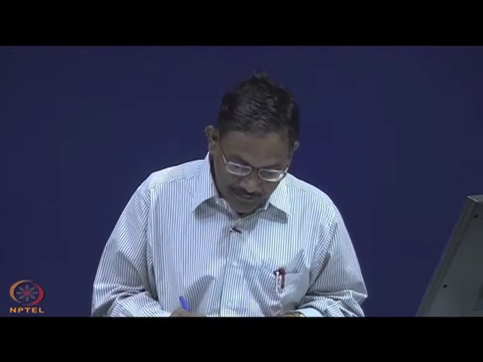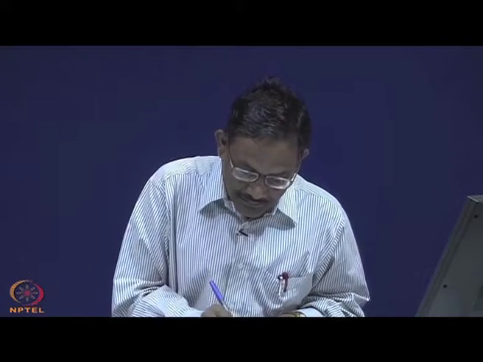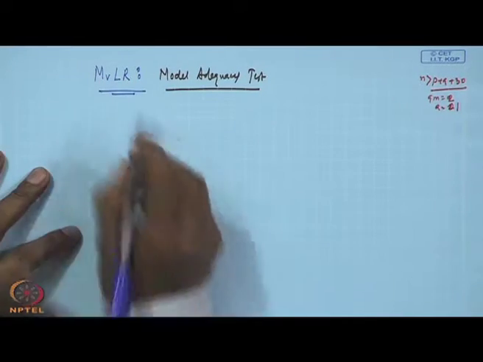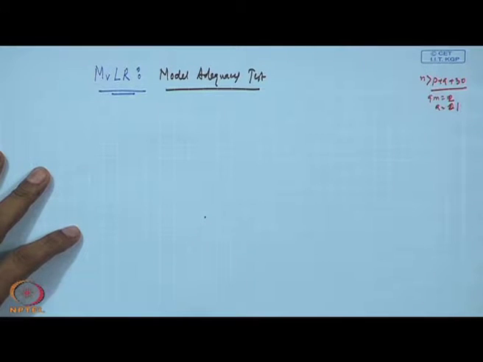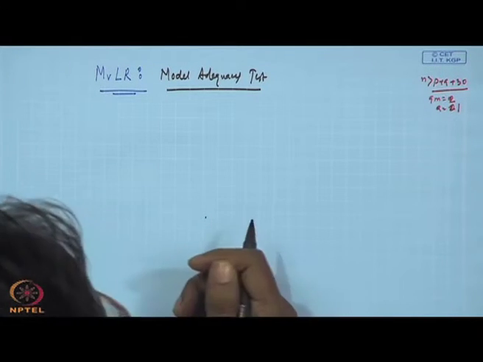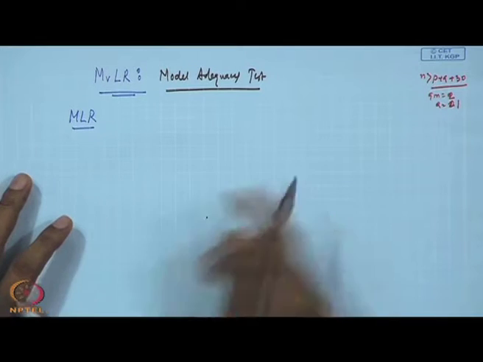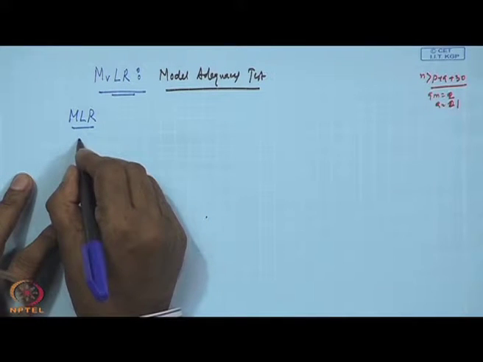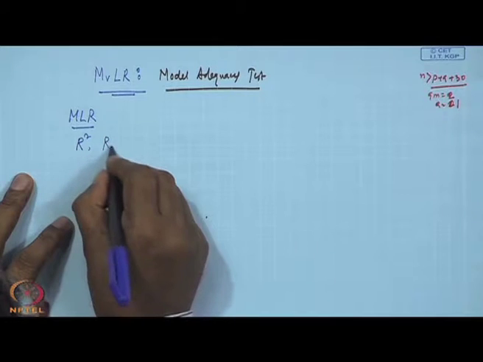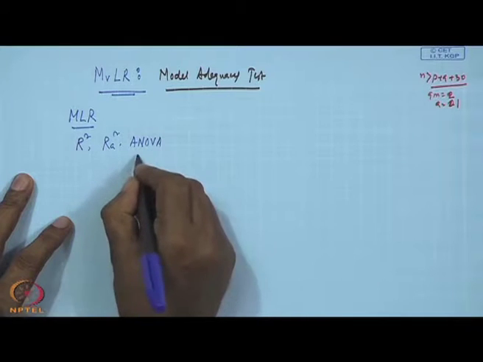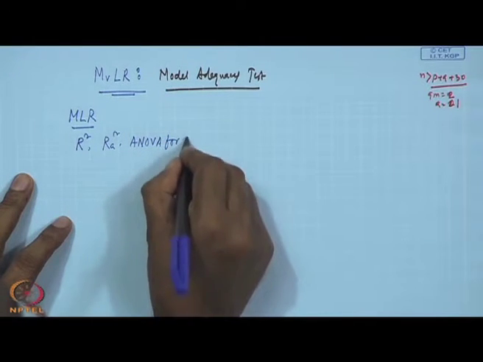Good evening. We will continue multivariate linear regression, and now we will discuss the model adequacy test for multivariate linear regression. If you recollect multiple linear regression, we have considered R square, adjusted R square. We have also developed one table called ANOVA table for F test.